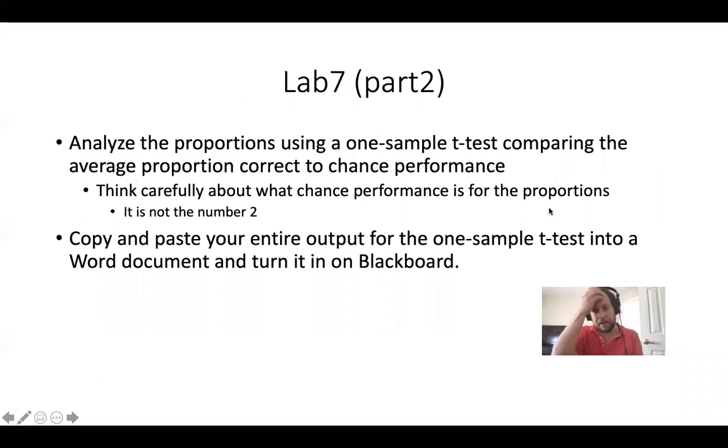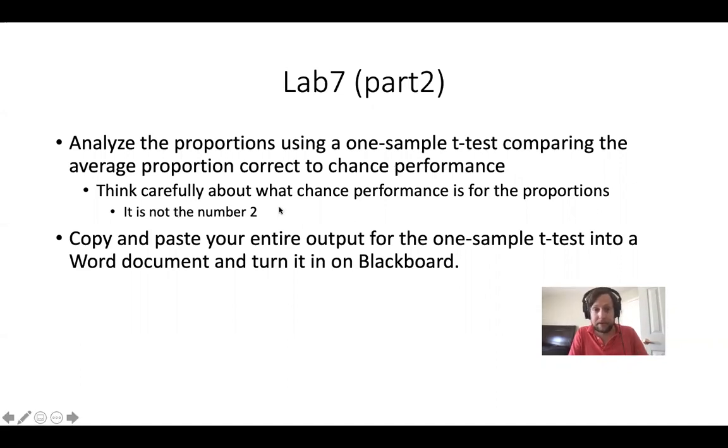And here's the other assignment for today, Lab 7 Part 2. I've already showed you basically what the output's going to look like. You're going to analyze the proportions from Lab 7. These proportions are the data on the right side of that Google sheet, the decimals. You will analyze the proportions using a one sample t-test, comparing the average proportion to chance performance. The average proportion was 0.6.